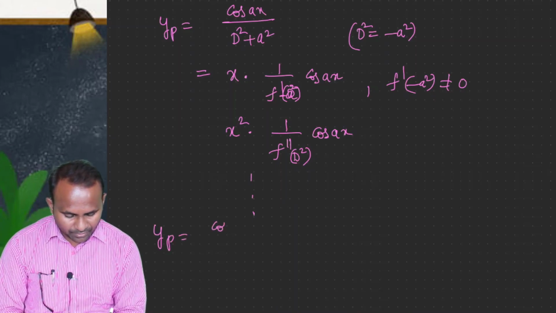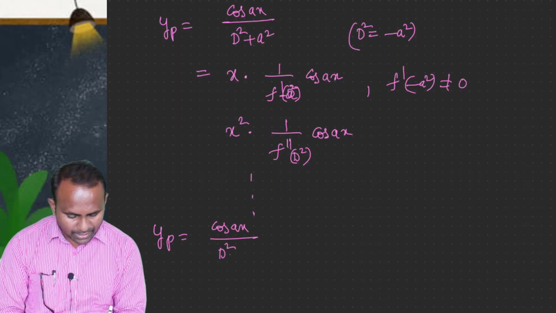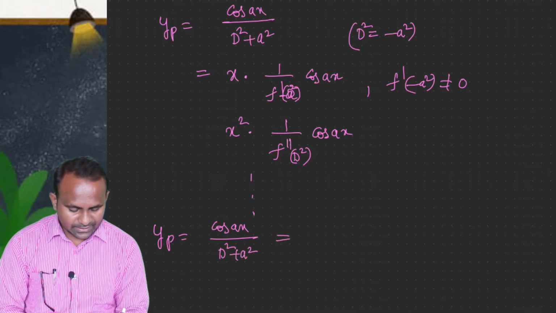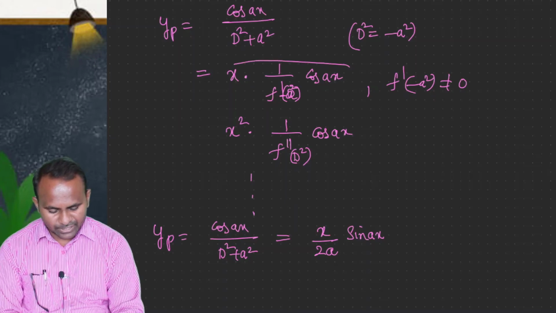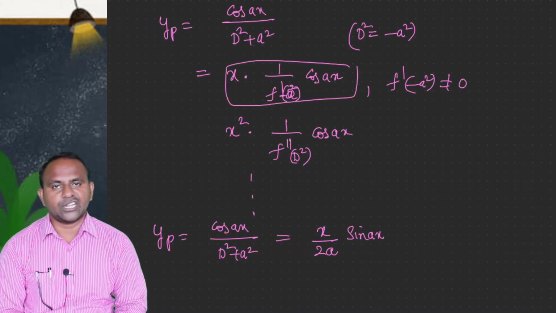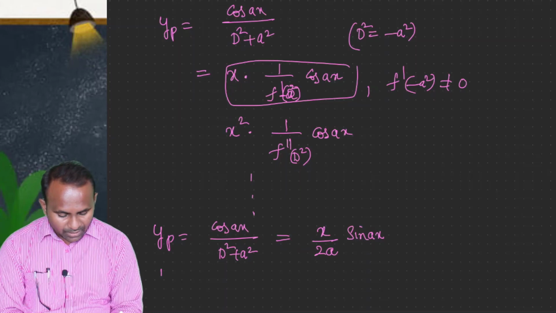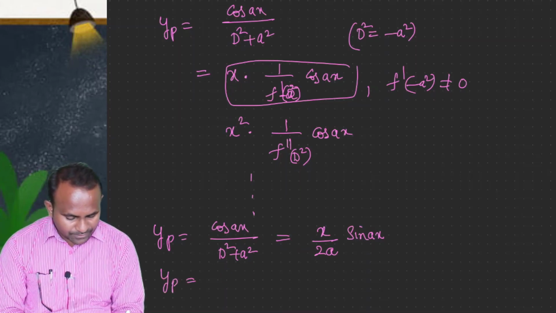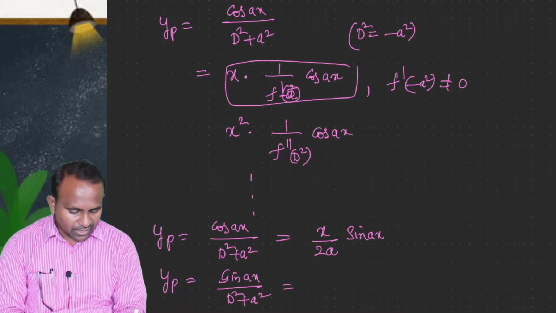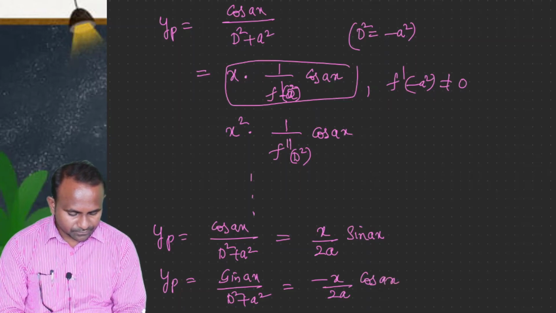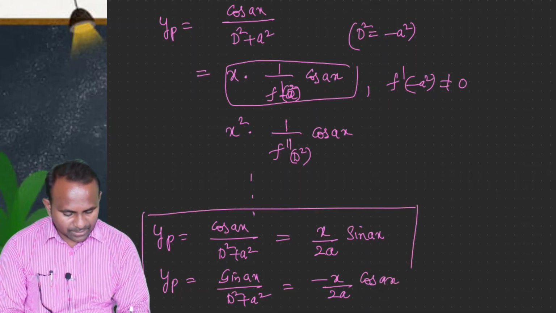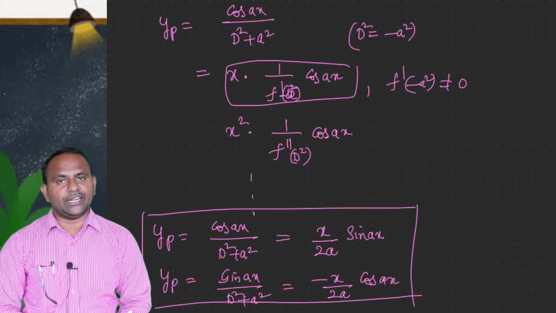Your particular integral of cos ax over d square plus a square is directly x over 2a sin ax, because if you proceed in this way, you will get that answer. There is no much bigger difficult task there. And if your particular integral is of a sine function over d square plus a square, this is the formula: minus x by 2a cos ax. So these are used whenever the denominator is becoming 0 while finding this type of particular integral.